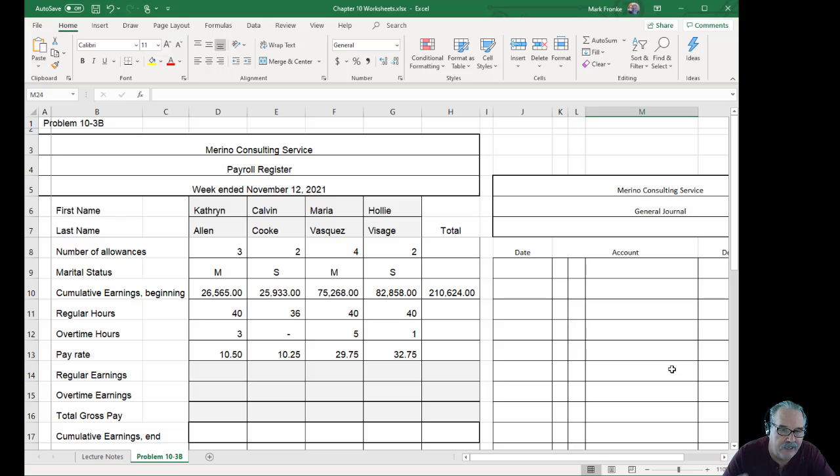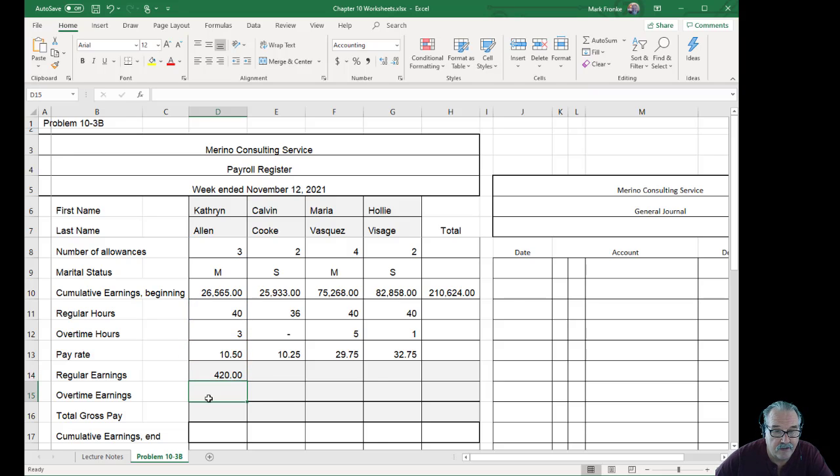Then we have their regular hours and overtime hours for this pay period. And this is, by the way, the pay period for the week ended November 12th. And then their pay rate. So this is information that's right from the book, and you can see it and tie it back. So first step is to calculate their regular earnings. So the regular earnings is going to be the regular hours times the pay rate.